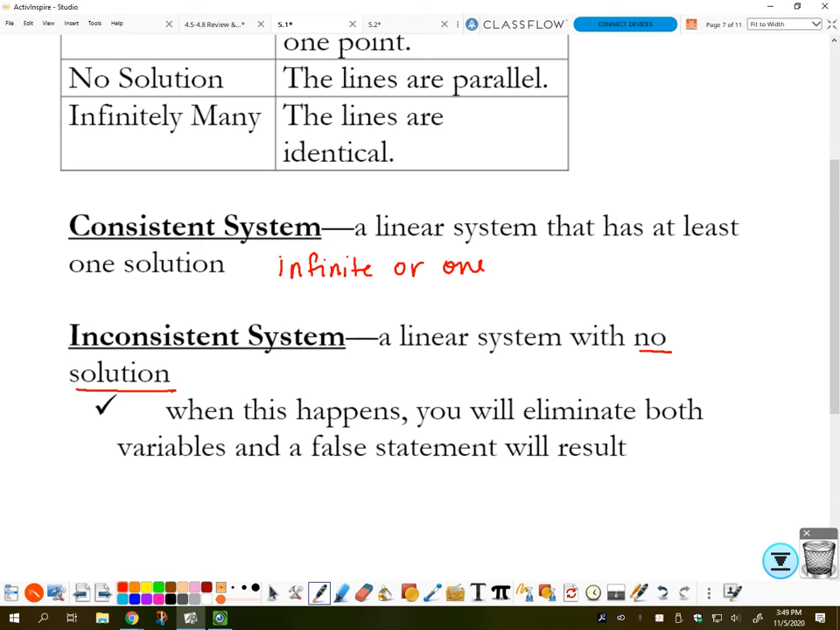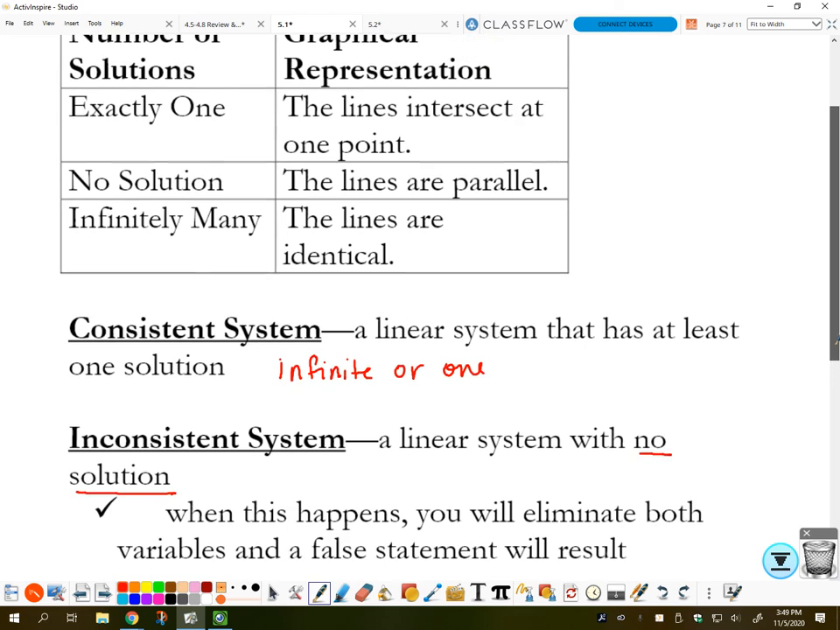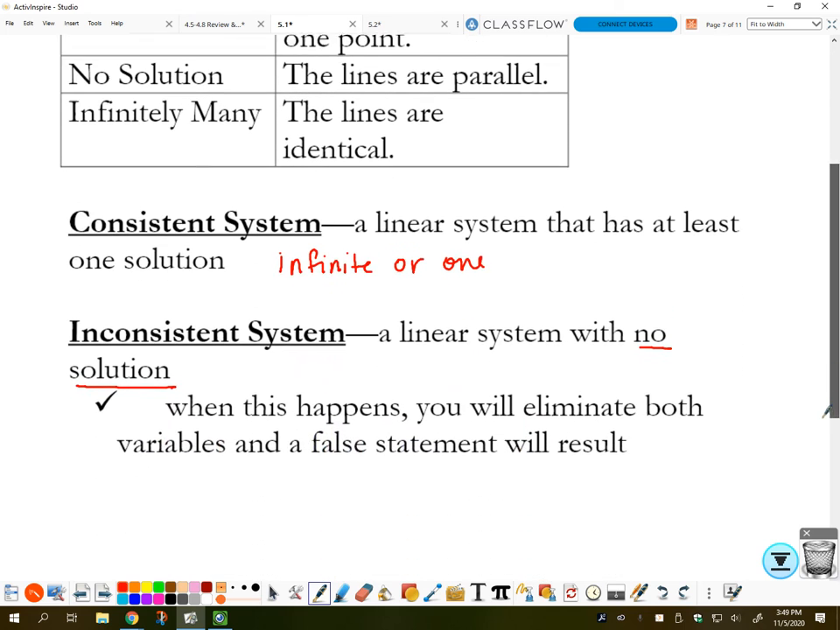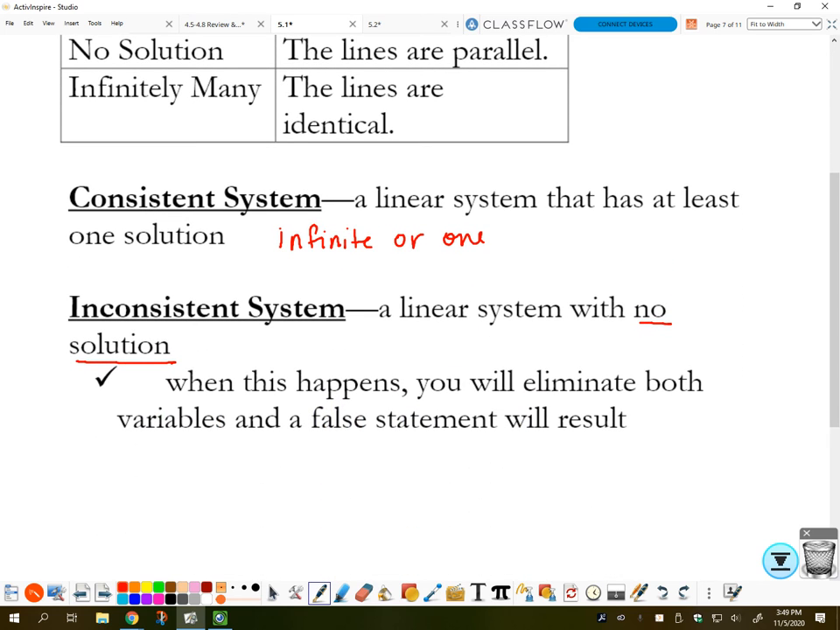Okay? So for a consistent system, if you just get one answer, that's what all the problems we've been working look like. For infinite solutions, it's when you end up with your variables... I was going to write something, but I can't really make it succinct, so just listen. Infinitely many is when your variables disappear and you have a true statement. And no solution is when your variables all disappear and you have a false statement.